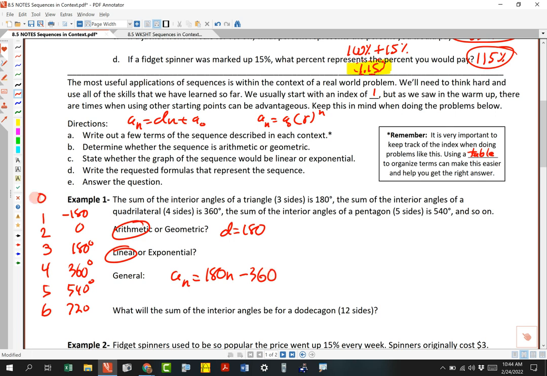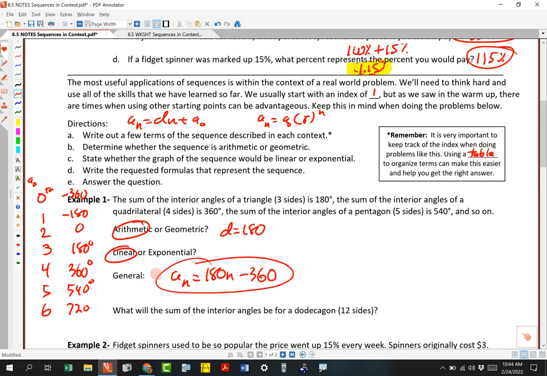Minus 180. Yeah, minus 180 again. So if you want to get to the zeroth term, to a naught, you're going to subtract 180 again, and we're going to get to negative 360. So there it is. Arithmetic, linear, here's the formula.